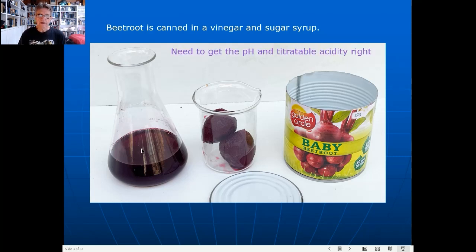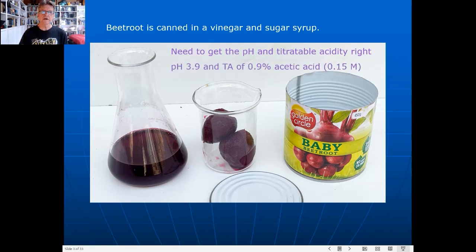Okay, now like I said, you need to get the pH and the titratable acidity. Now that's the acidity as measured in an acid-base titration against sodium hydroxide. Now I used to do that when I was the chemist. I was a quality control chemist at Golden Circle, and I had to make sure the pH was right and the TA, or the acidity, was right.